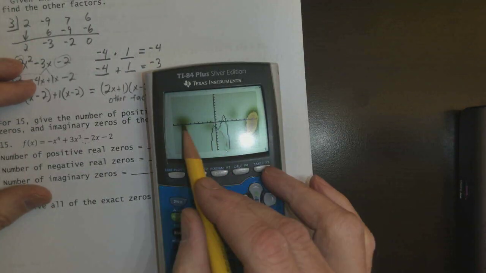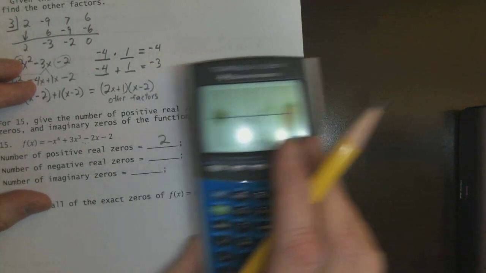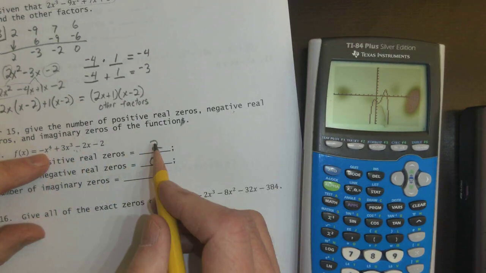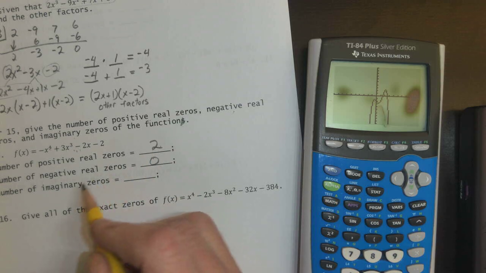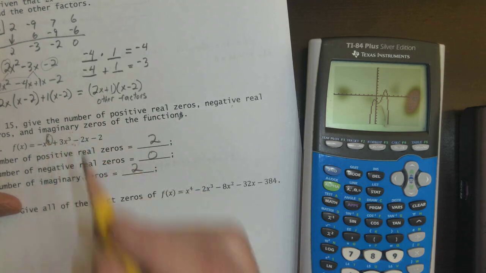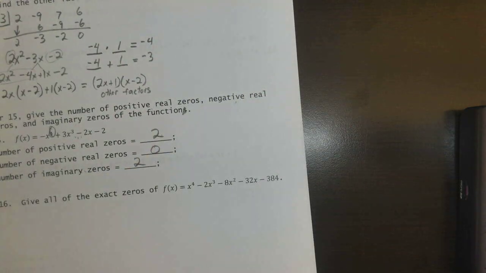Negative, I don't see any over here, any place where it's crossing. So 0. I need 4. I have 2 that I can see. The imaginary zeros are the 2 I can't see. Remember, we need to have the 4. It needs to match that.